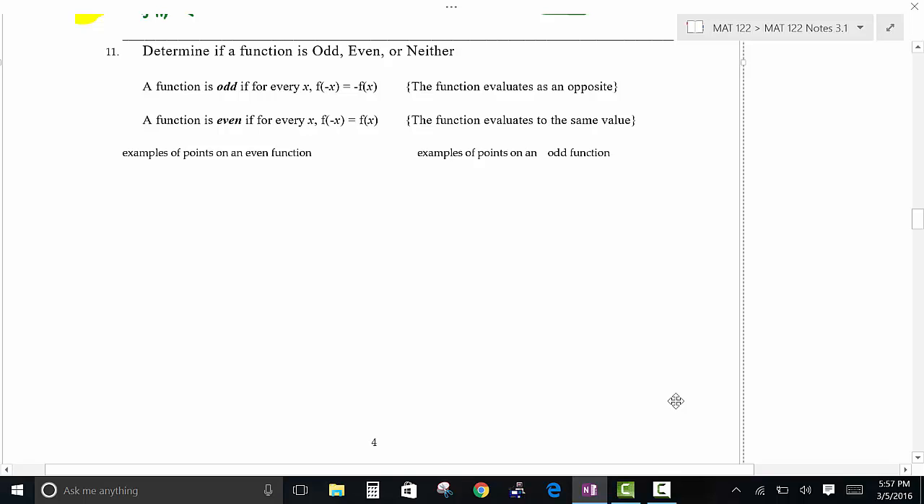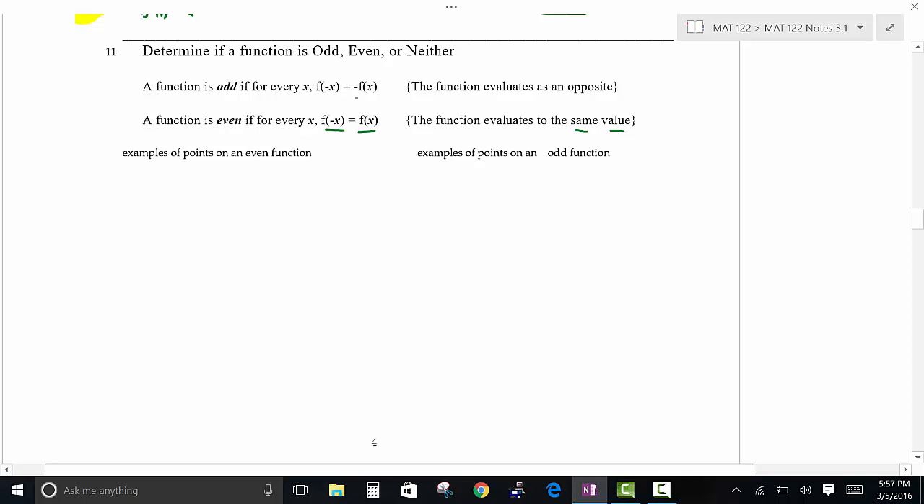So I want to do a little bit of a review on that. So let's look at what even functions look like. First of all, the definition of an even function is anytime that you replace x with negative x, you just get the same function value back.